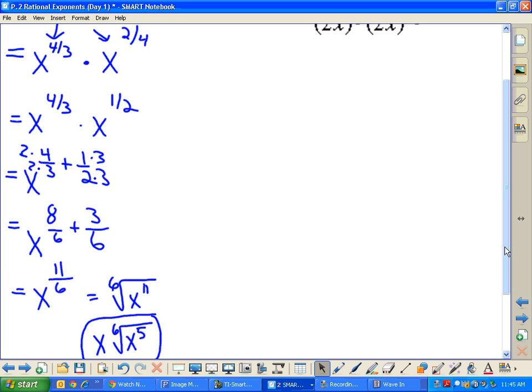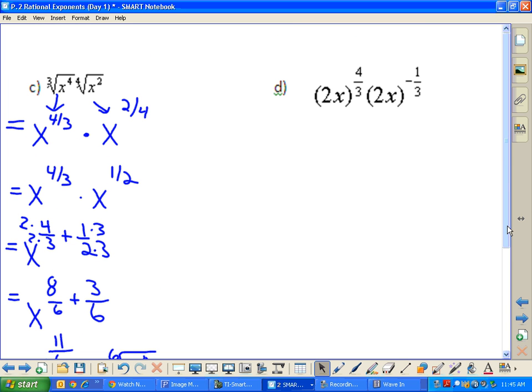You good? All right, and then in part D, I really like this problem because there's 2 different ways you could start it. But step 1 is already done for us. I don't have to write this problem so that it has fractional exponents. That's done.